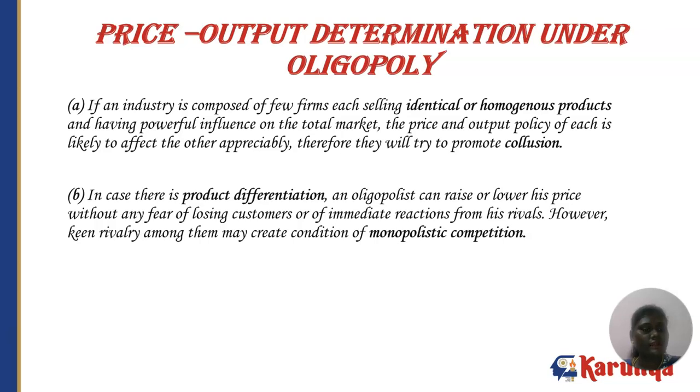However, there is a keen rivalry among them that may create a condition of monopolistic competition if it is a differentiated product. Whereas when we are talking about an identical or homogeneous product in an oligopolistic market, there is collusion, where decisions are always taken uniformly by all the firms.